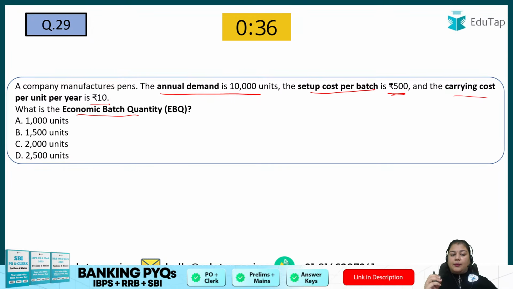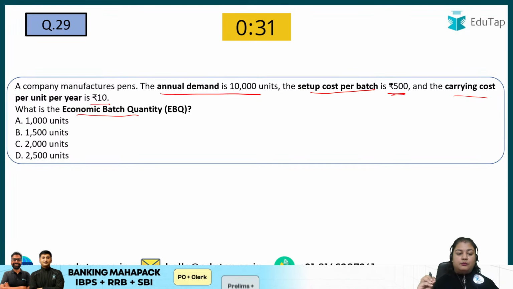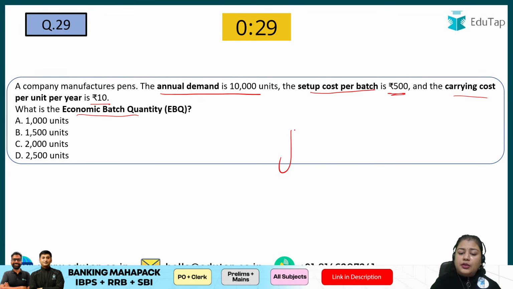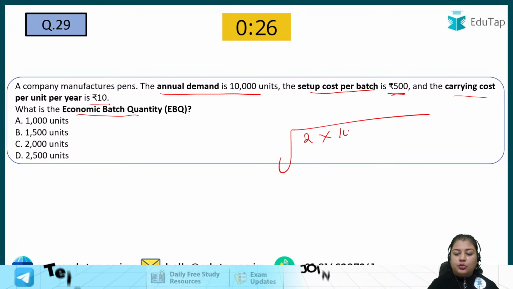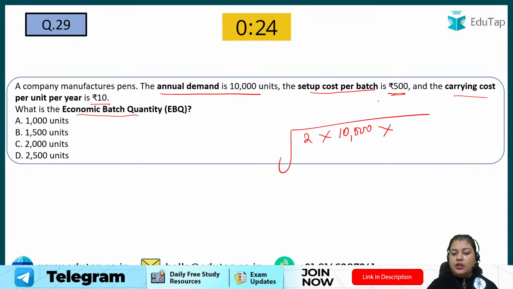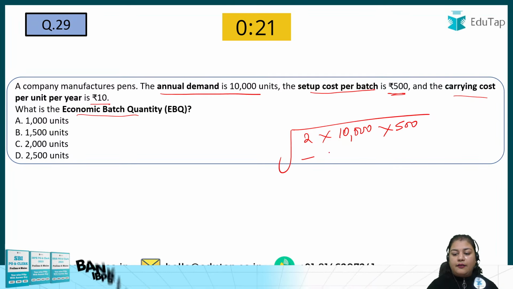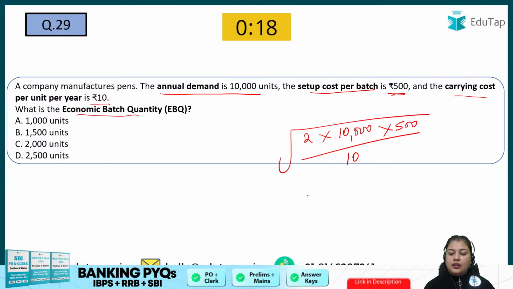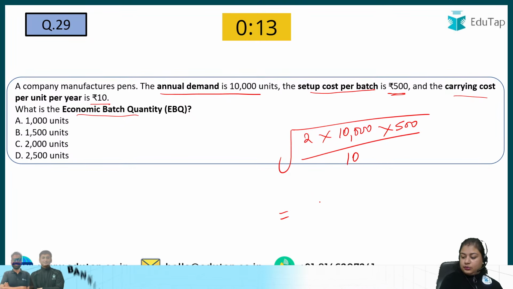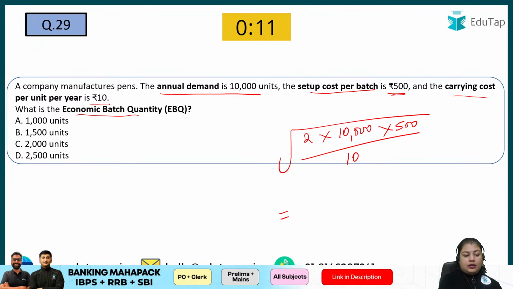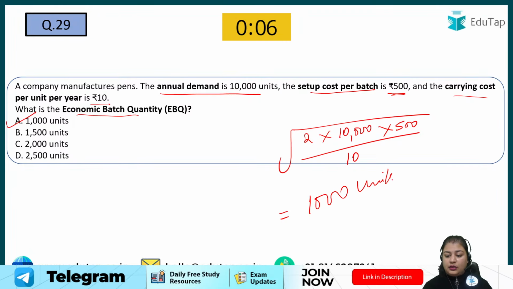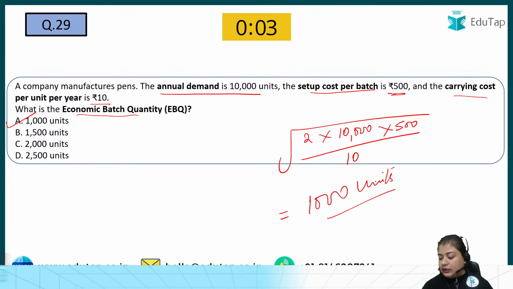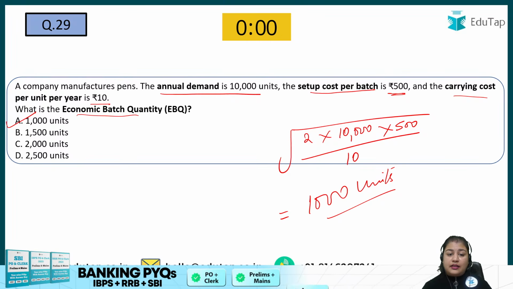So basically this is a small part of our batch costing, that in one batch how much quantity we have to produce. So the formula is very similar to what we have done. 2 into annual demand, 10,000, into the setup cost, 500, divided by the carrying cost, that is 10. So just calculate this, you will get the answer. How much will be the answer? Yes, someone has answered it correctly, Rishi. So A, 1000 units. Very good. This is also very important, how quickly you answer it, and you have done it in less than a minute, so it's very good.